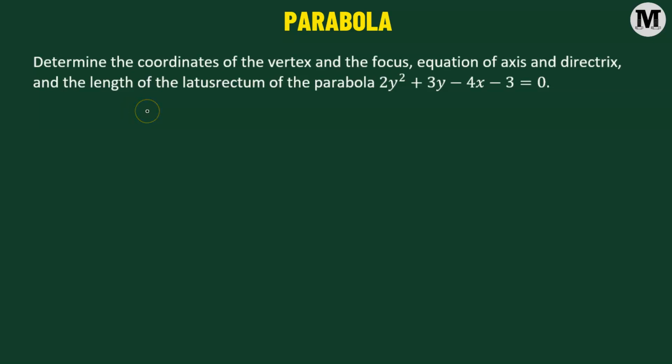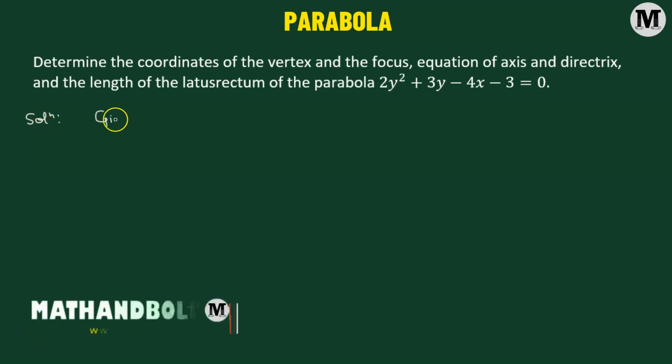In this problem, we are being provided with an equation of a parabola. We need to determine the coordinates of the vertex and the focus, its equation of axis and directrix, as well as the length of the latus rectum. Let us begin. So what we'll do, we'll start with the given equation of the parabola.